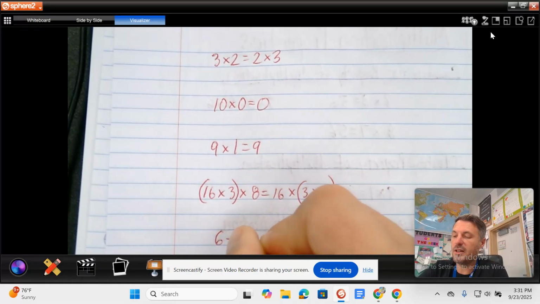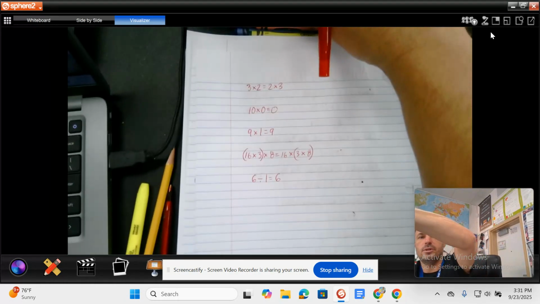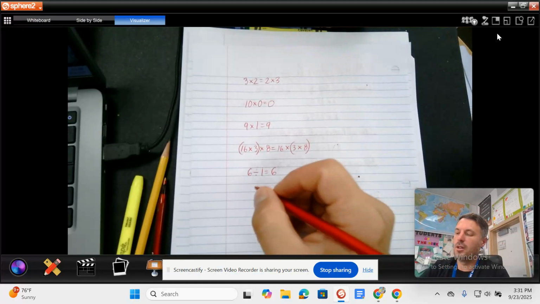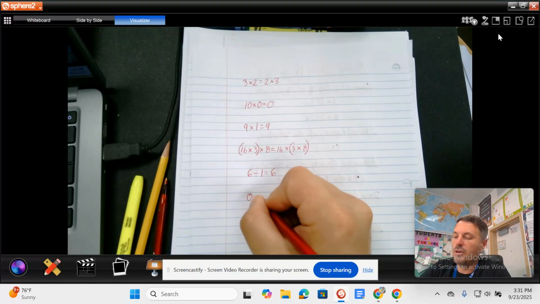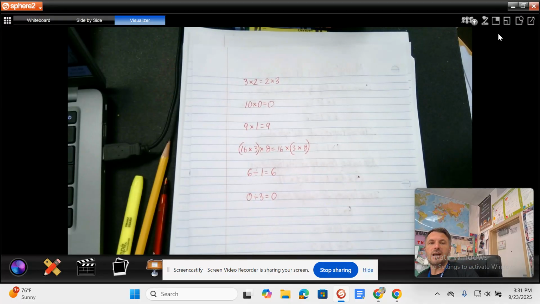6 divided by 1 equals 6. Back this up a little bit so you can see better. And 0 divided by 3 equals 0. I want you to write under each of these which property or division rule it's an example of.